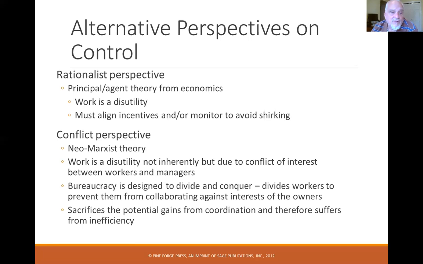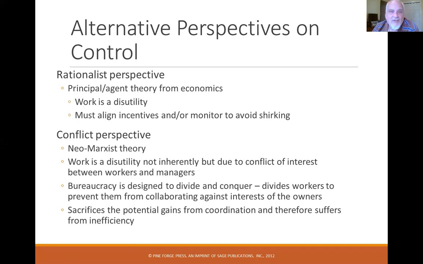Of course, there's the conflict perspective using neo-Marxists, or the new Marxists. Marxism was developed almost 170 years ago, but the world has changed. As we've moved from an industrial economy to an informational society, things change. So the bureaucracy, or organization, nowadays is to divide and conquer, dividing workers to prevent them from collaborating, and it really sacrifices something in that process.